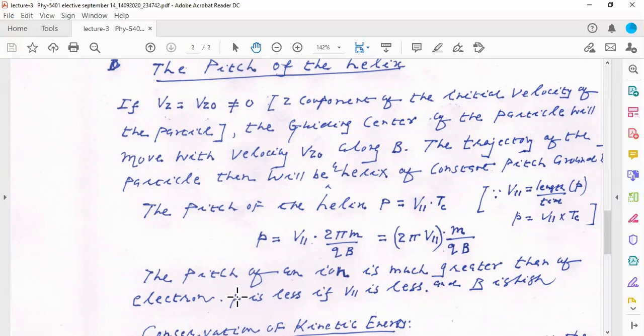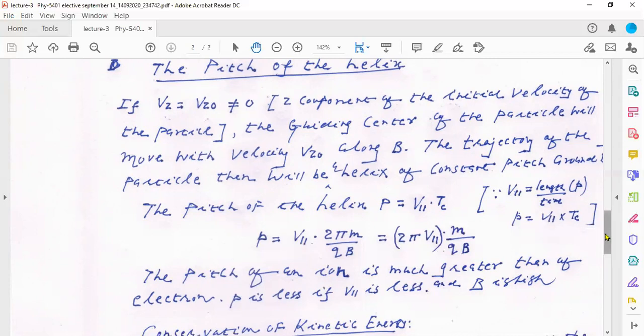And the pitch is less if v parallel is less. The pitch is also very less if B is very high. If the magnetic field is very strong, then the pitch of the helix will be small. So please remember that the pitch of the helix depends upon the mass of the particle. It also depends upon the field strength, and this is the expression for the pitch of a helix.